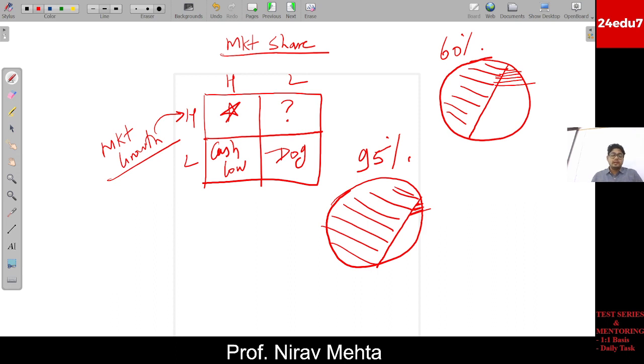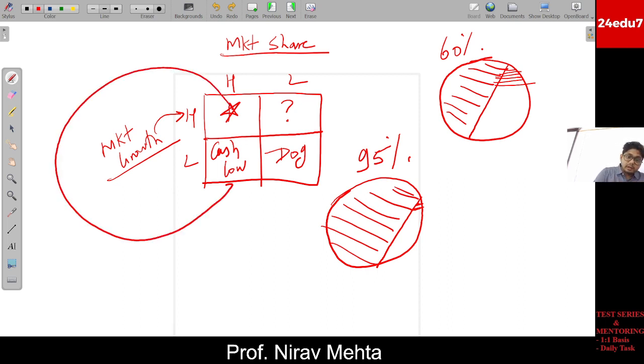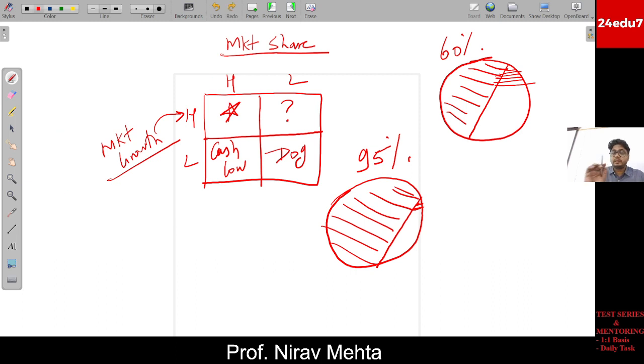Now listen, something tricky. In future, star will turn to cash cow. How? Listen, in star, what is high? Growth is high. Every day, admission. Now, one day, this will become 95%. Now, growth will slow down. Are you getting my point? One day, this will become 95% and the growth will slow down. Star will turn to cash cow. Understood? Yes. Let us talk about question mark.